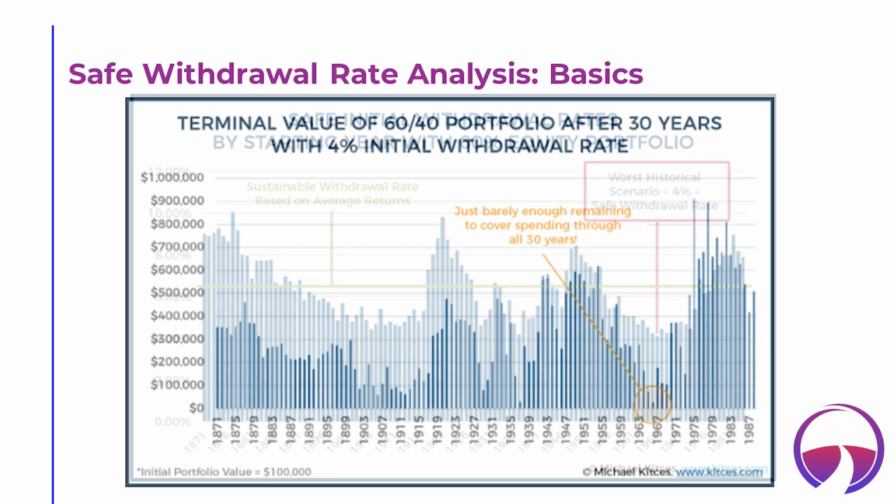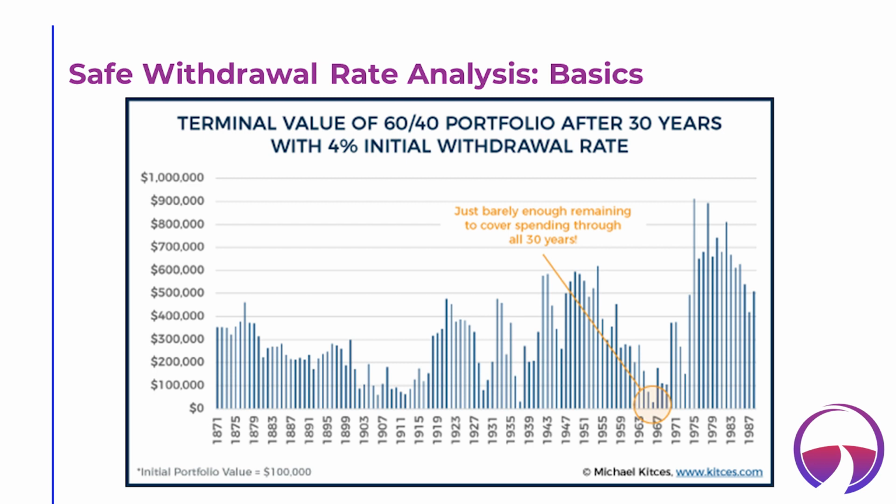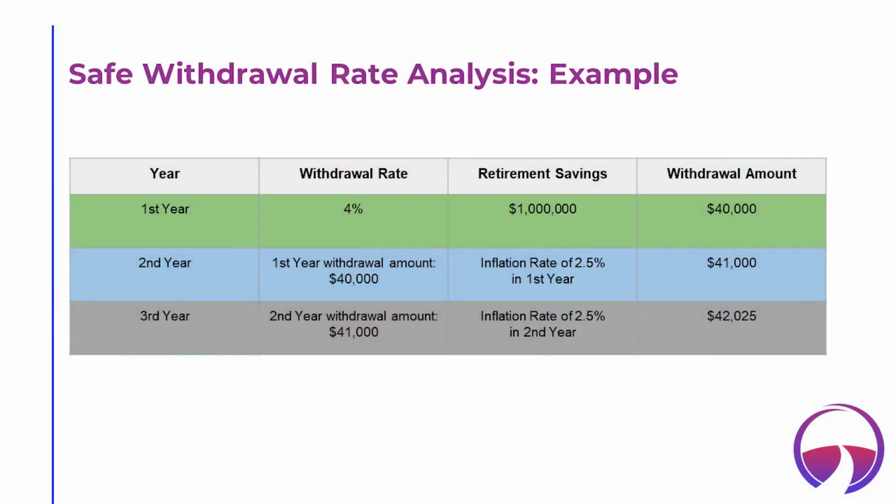withdrawal rate. This next chart shows it a little differently, and essentially what is the terminal value of a 60-40 portfolio, or the ending value of that portfolio after 30 years spending 4% initial withdrawal rate. And what you can see is in 1966, that portfolio still had some money left over by safely spending at that 4% level. So here's a quick example to apply to your own portfolio.